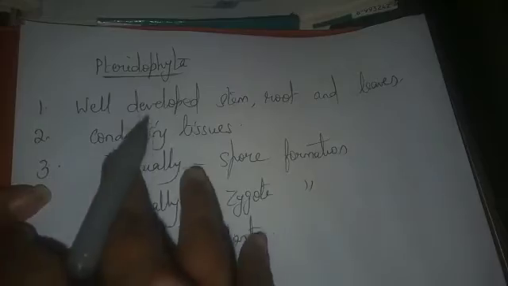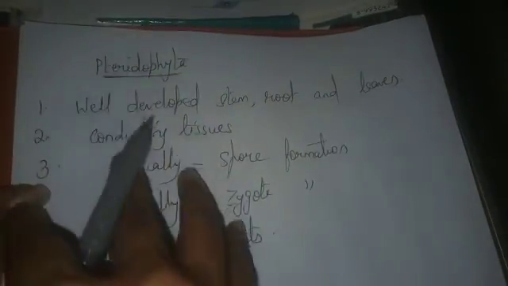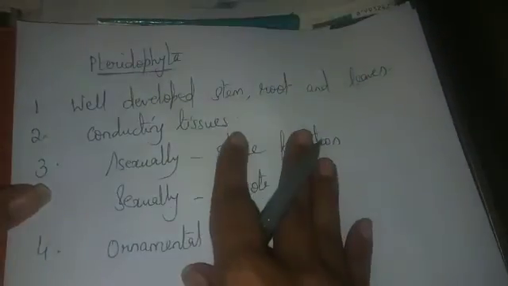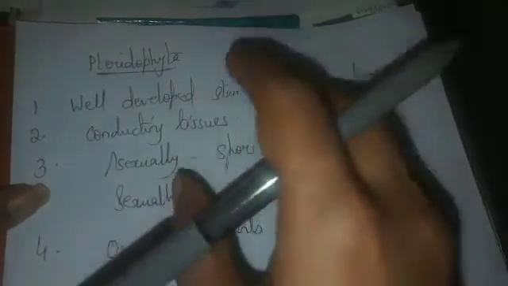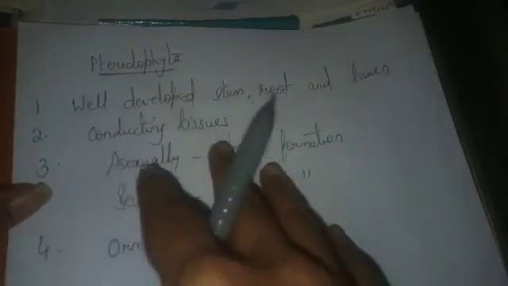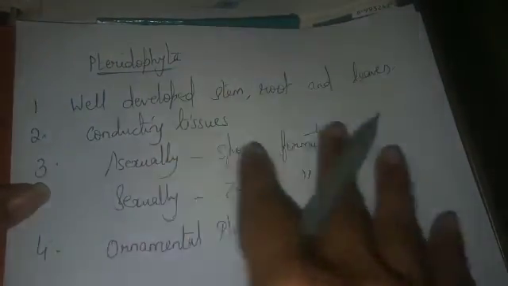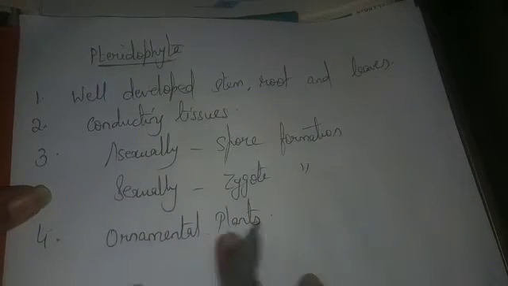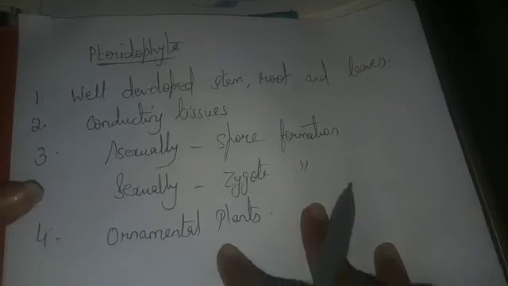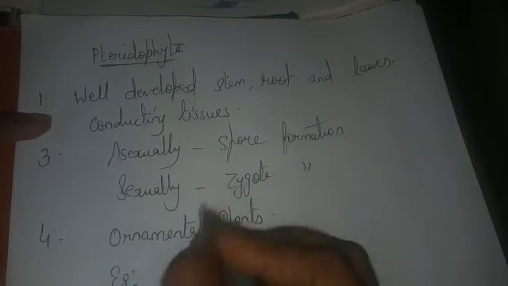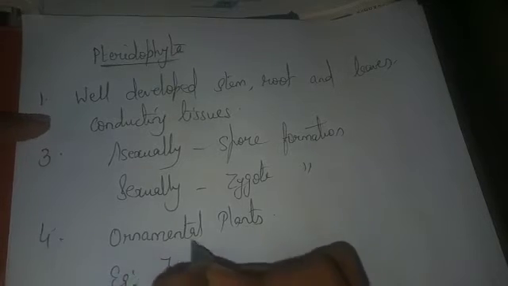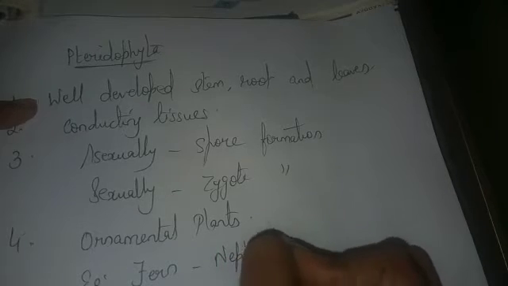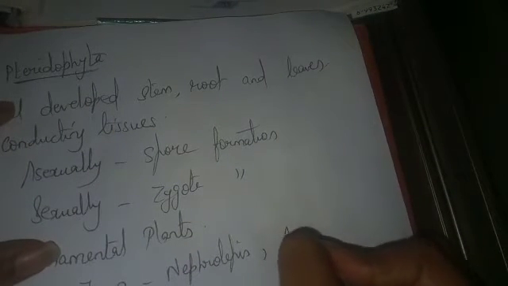This group of plants can reproduce sexually as well as asexually. Asexually with the help of spore formation. At the posterior side of the leaf, they have sporangia which contain spores. So they can reproduce asexually by spore formation, and sexually by zygote formation. They are generally used as ornamental plants. The best example of Pteridophyta is the fern plants like Nephrolepis. Nephrolepis is one of the renowned examples. Even you have another example, Adiantum.